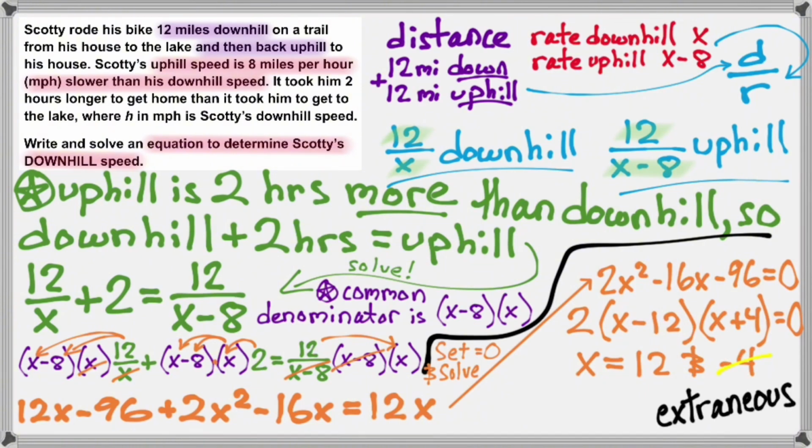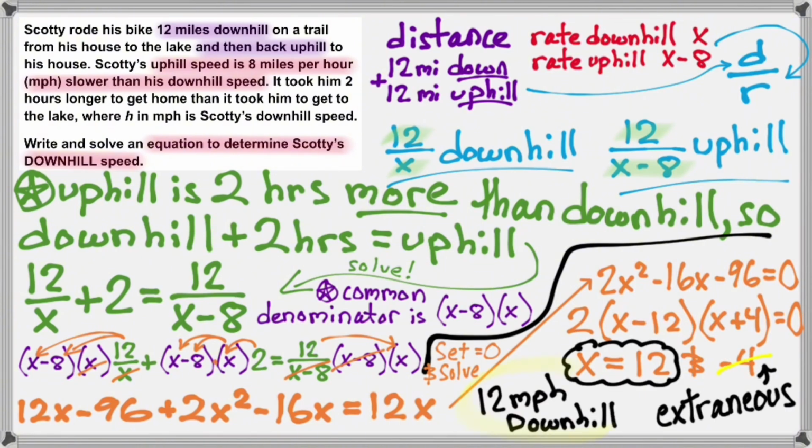But the negative answer would not make sense because you would not have negative speed. The rate of you biking is positive, not negative. So 12 miles per hour downhill was his speed, and when he was returning uphill, he was only traveling at 4 miles per hour, which does make sense. If you're going uphill, that's a lot harder.